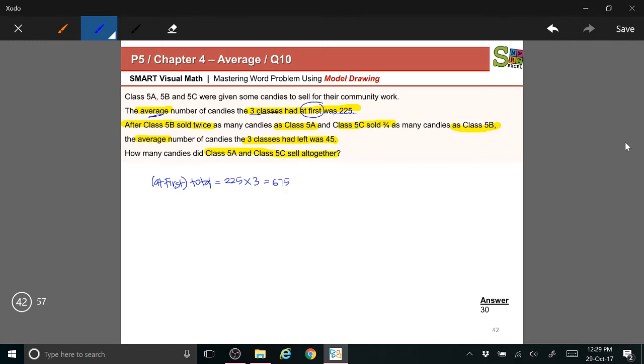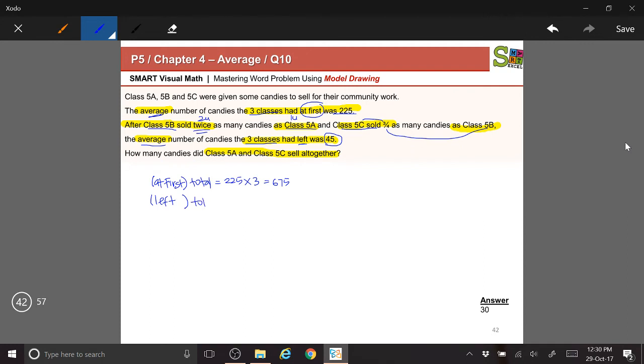Then they mention that after this, 5B sold twice, twice means 2 units, and 5A is 1 unit. And class 5C sold 3/4 as many as 5B, so 4 units here is for 5B. The average now of the three classes left was 45. This is the left, so they have left after the selling.